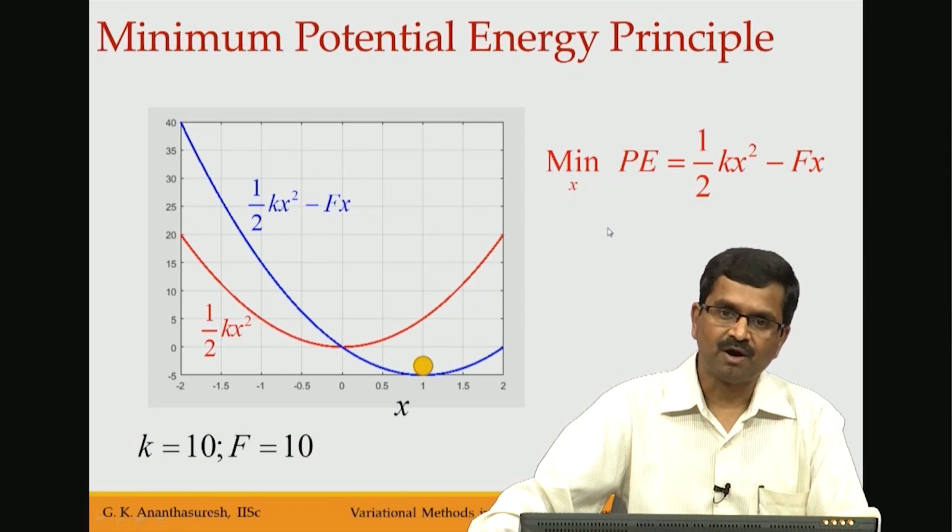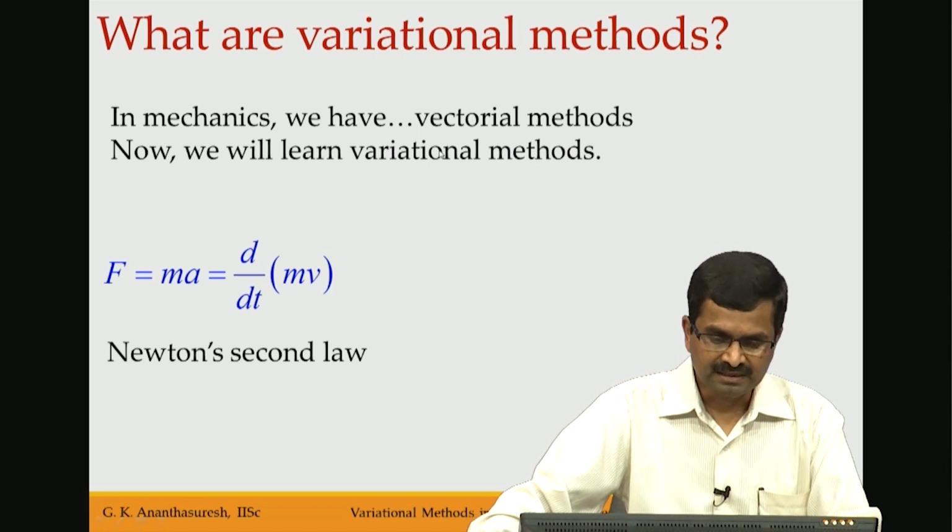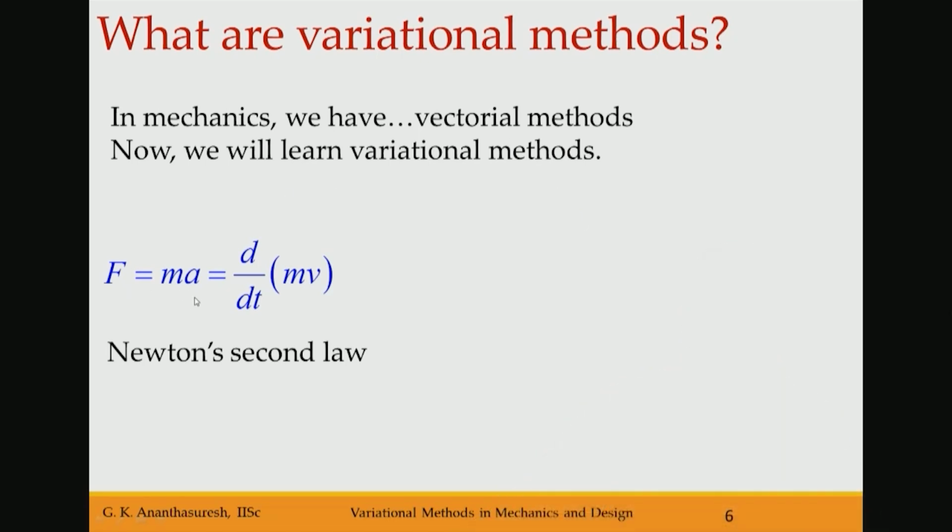Now, let us move on from static equilibrium to dynamic equilibrium. In this case also we have a vectorial method, which I am showing in blue color here, F equal to ma, Newton's second law, everybody knows that, right. Force is a vector here, acceleration a vector. In one dimension I am not showing this as a vector, but it has a particular direction, F equal to ma, or I can write it as d by dt of mv.